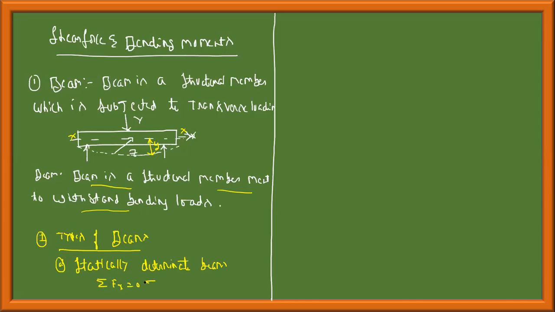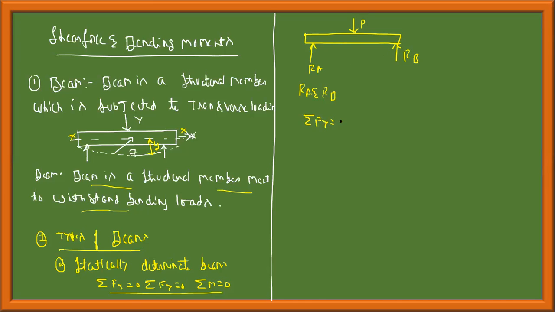Summation of force in x direction is equal to 0. Summation of force in y direction is equal to 0. Summation of moment is equal to 0. By using these three equilibrium equations, or generally force is equal to 0, moment is equal to 0, if I can find the reaction forces, then these types of beams are called statically determinate. For example, this is a simply supported beam. I have a reaction force RA at this end, RB at this end, and if I have a point load here like this, I can find RA and RB by using two equilibrium equations. Summation of force in y direction is equal to 0. Summation of moment about point A is equal to 0. These beams are called statically determinate beams.